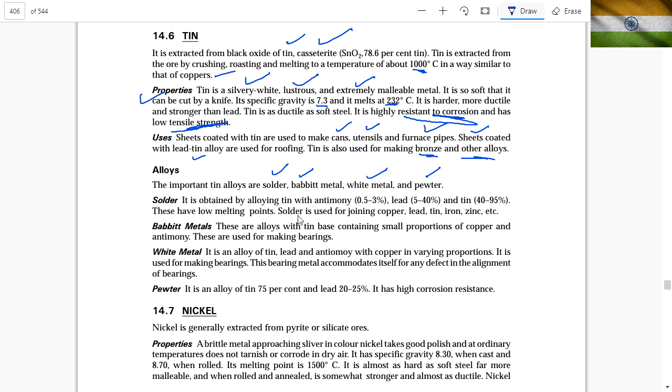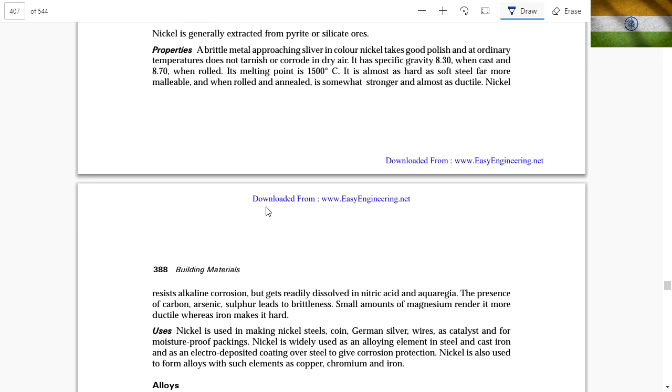Then babbitt metal, these are alloys with a tin base containing small proportions of copper and antimony. This is used for making bearings, right? And white metal is also used for making bearings. And pewter is an alloy with 75% tin and 20 to 25% lead, and it has high corrosion resistance. Now we go to nickel.